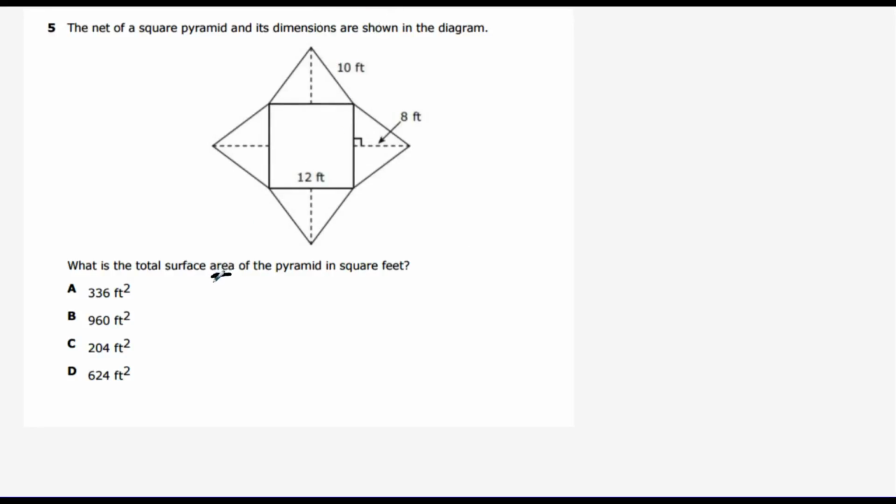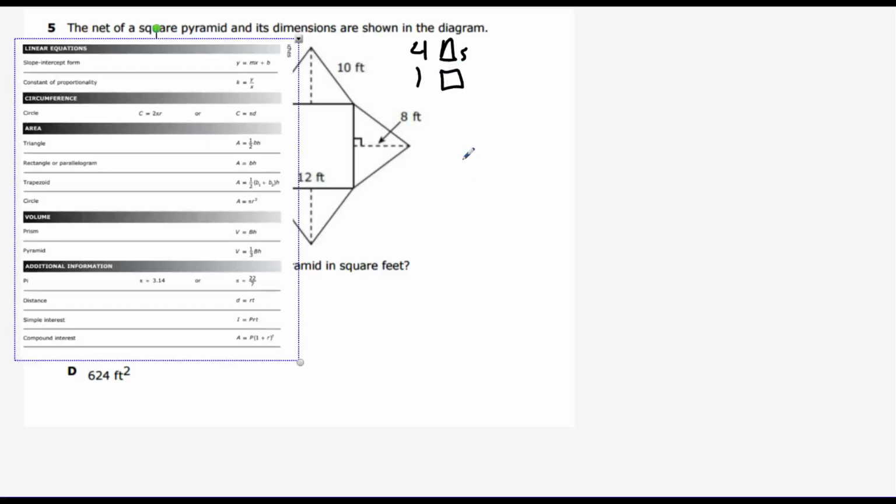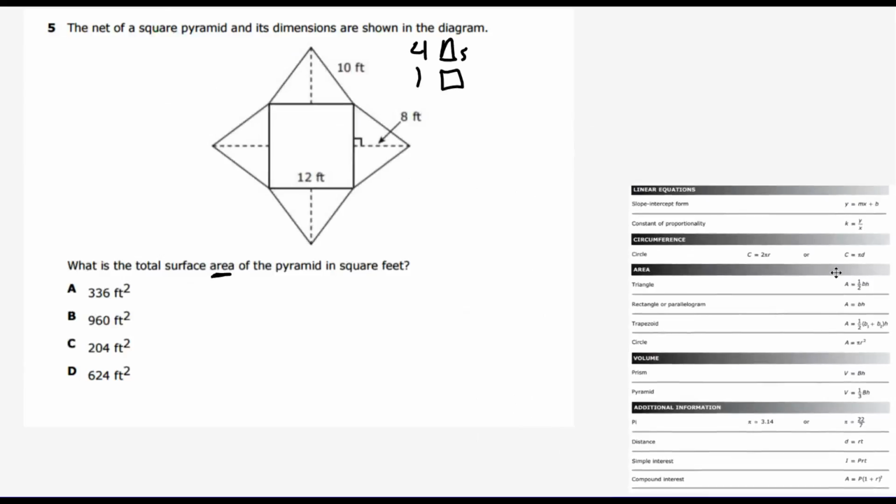So it's surface area, so it's just area of our shapes. So what kind of shapes do we have? We have 4 triangles and 1 square. So we need our formula chart again, our good friend. Bring it over here. So we need area of a triangle, and a square is just a rectangle. So there's our formula. So A is 1/2 base times height, and base times height.